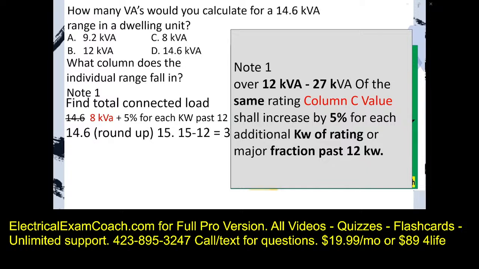We have 15. We need to minus the 12 base, and we have 3 left over. Then we need to take that 3 and multiply it by 5% for each one, which is a total of a 15% increase. We're going to take our original number from column C, and we're going to increase it by 15%, and that's going to give us 9.2 kW.